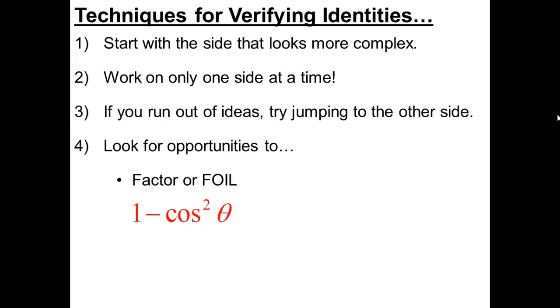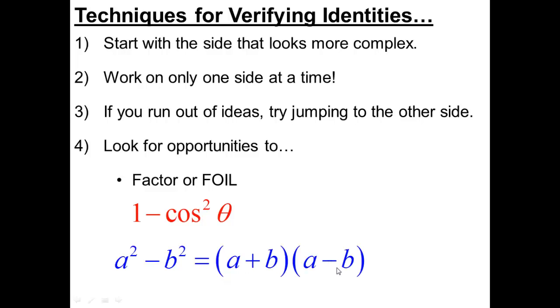For example, if I see 1 minus cosine squared, you might recognize that as one of my fundamental identities. That's actually a Pythagorean identity. 1 minus cosine squared would equal, hopefully you just said sine squared. If you didn't say sine squared, then you are not ready for this lesson. Go back and memorize your trig identities. But you might also recognize that 1 minus cosine squared is in fact a difference of squares. 1 is really 1 squared, and of course this is cosine squared. If I have a difference of squares, in other words a squared minus b squared, then it can always be factored into a plus b, a minus b.